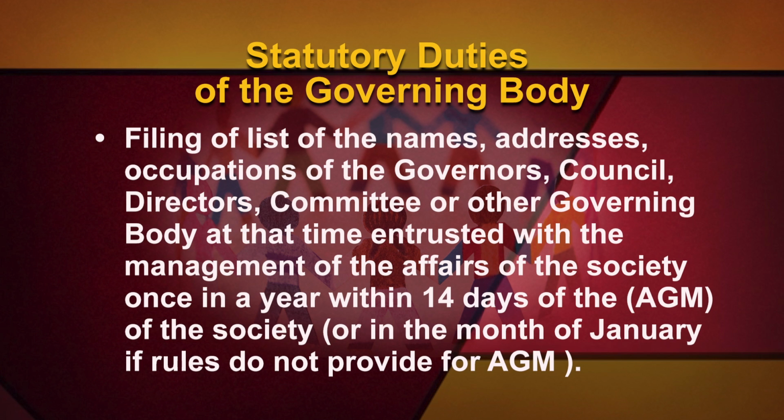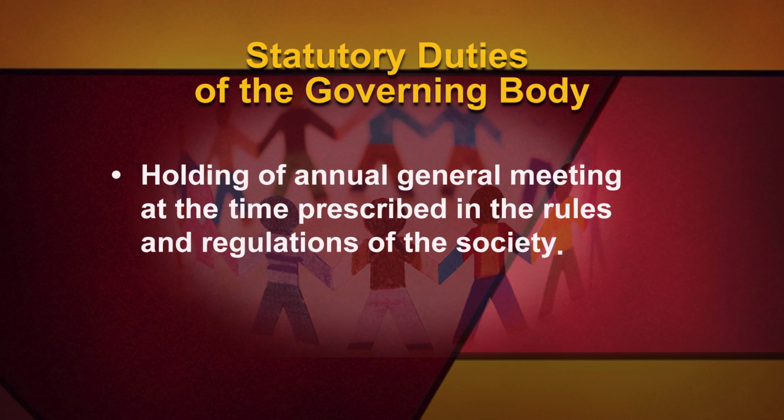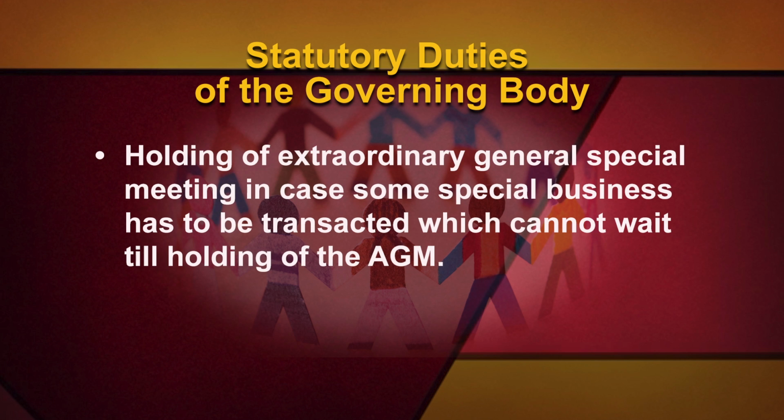The statutory duties which the governing body is required to carry out are filing of a list of the names, addresses, occupations of the governors, council, directors, committee or other governing body at that time entrusted with the management of the affairs of the society once in a year within 14 days of the annual general meeting of the society, in the month of January if rules do not provide for AGM. Holding of annual general meeting at the time prescribed in the rules and regulations of the society. Holding of extraordinary general special meeting in case some special business has to be transacted which cannot wait till holding of the AGM.